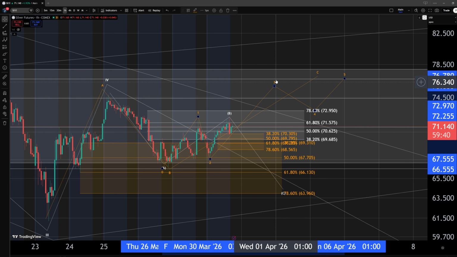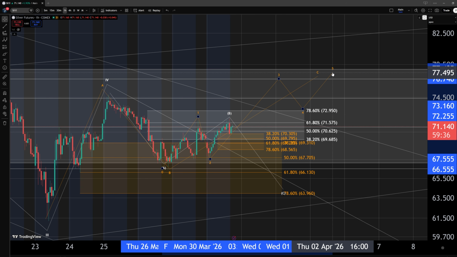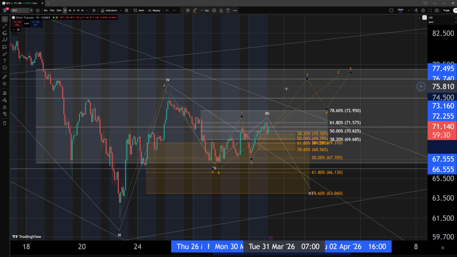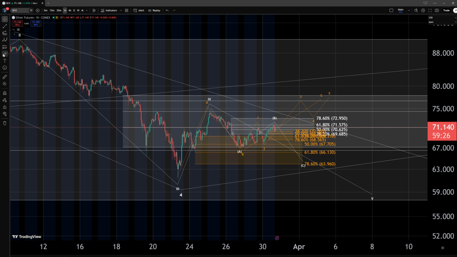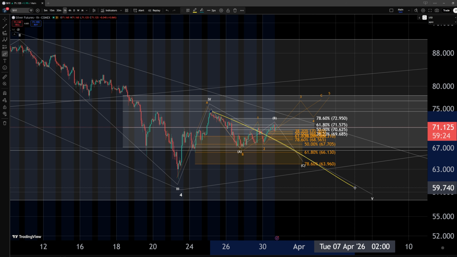I believe this is the pattern to track for a possible extension, although once again, this extension in orange is absolutely not necessary. I believe silver is perfectly capable of having already started its wave 5, and in the end, we will always be looking for evidence.